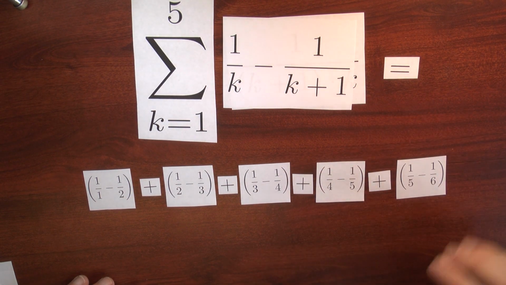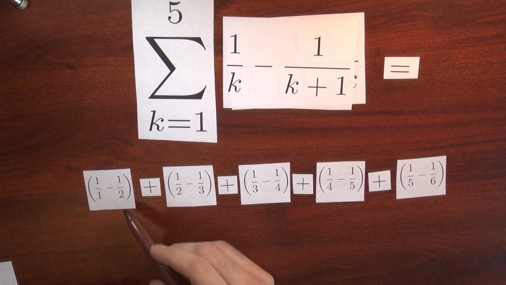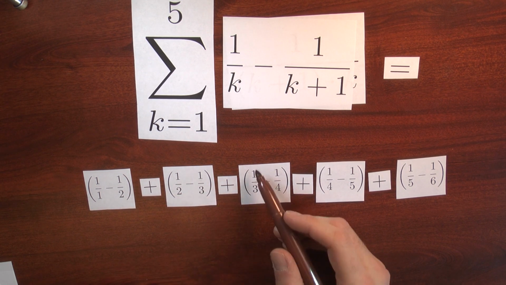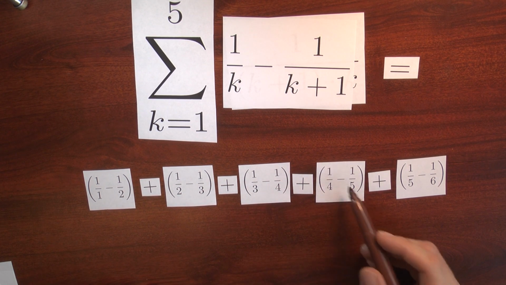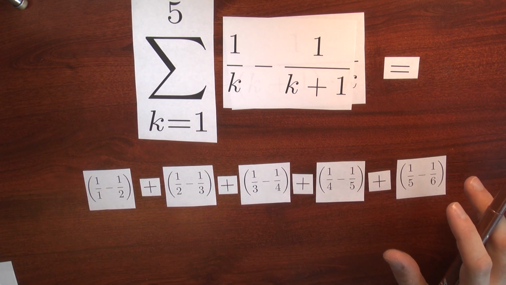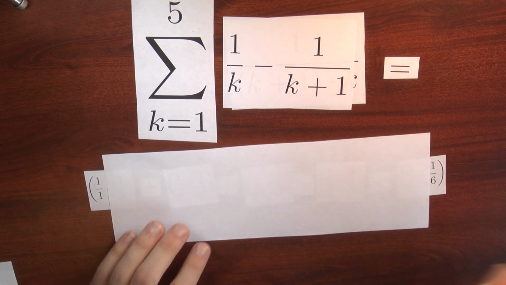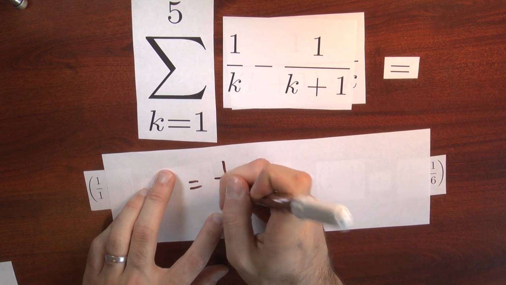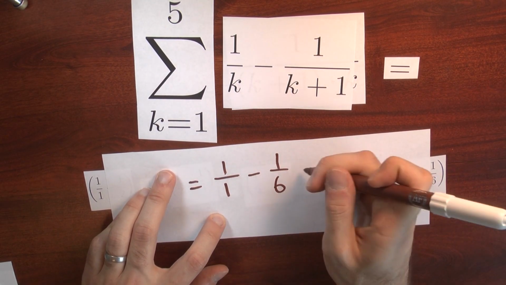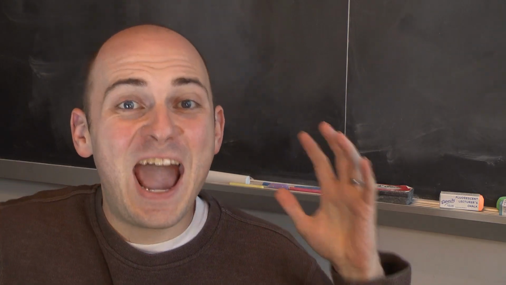Why is this an improvement? Well, the cool thing that happens here is that most of these terms end up canceling. Take a look. I've got a minus 1 half plus 1 half, minus a third plus a third, minus a fourth plus a fourth, minus a fifth plus a fifth. The only terms that survive here are this initial 1 over 1 term and this last minus 1 over 6 term. And that means this entire thing ends up just being equal to 1 over 1 minus 1 over 6, which is 5 sixths.